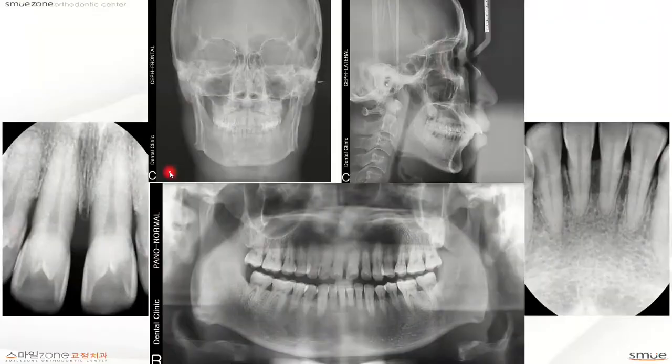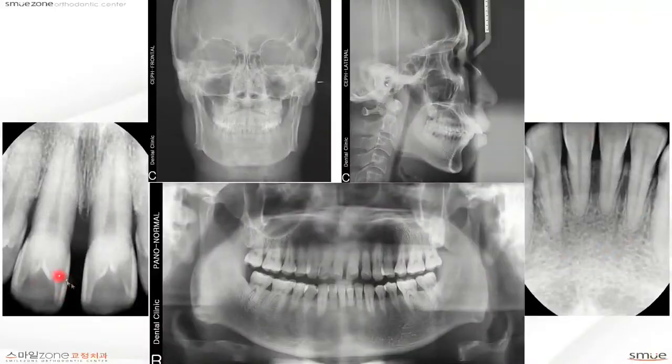If this kind of situation continues a couple of years more, then maybe there is a chance to extract these teeth. So before it takes place, we have to stop it and correct the position orthodontically.